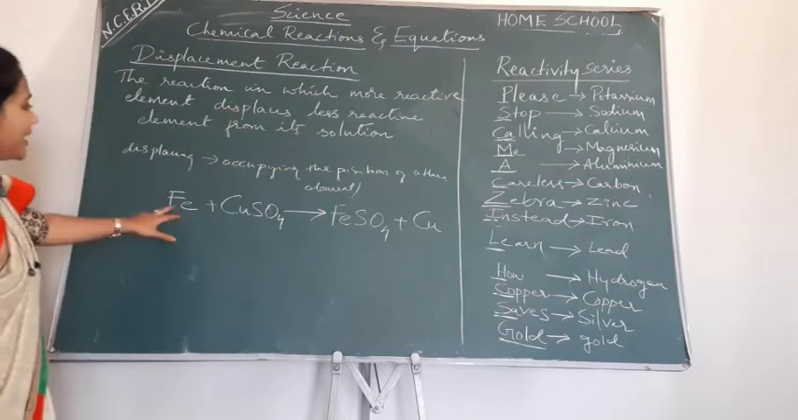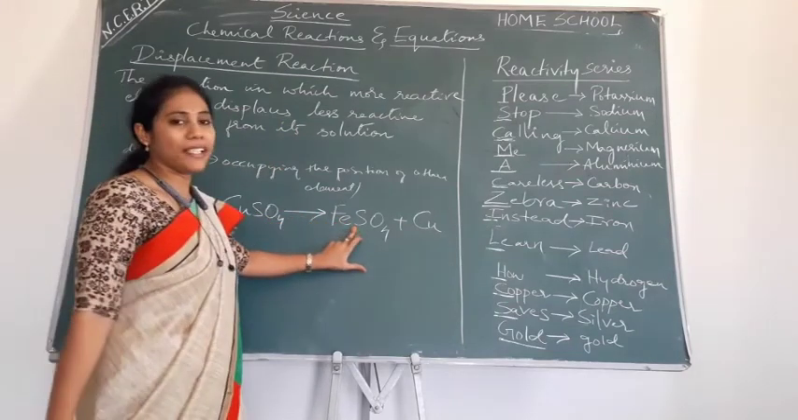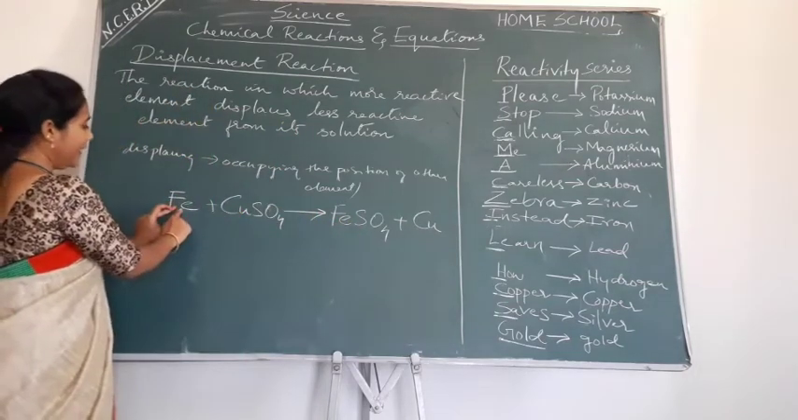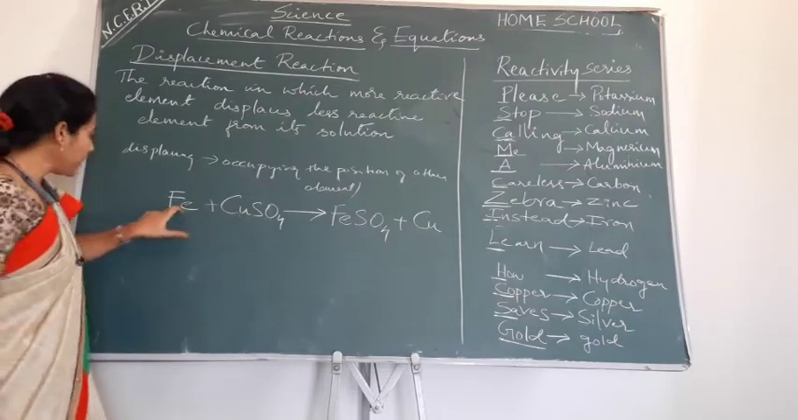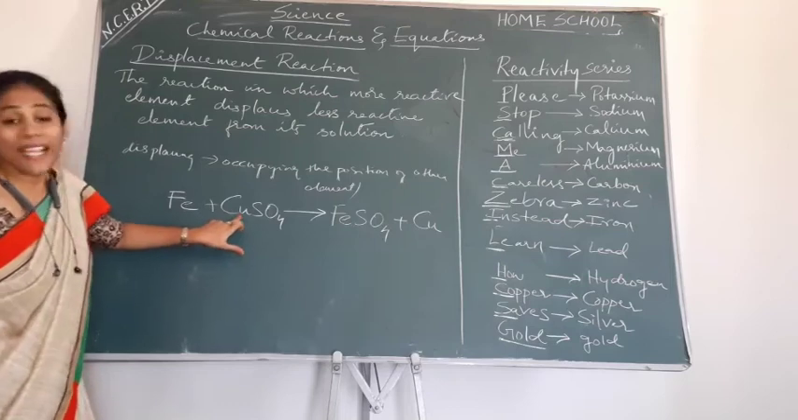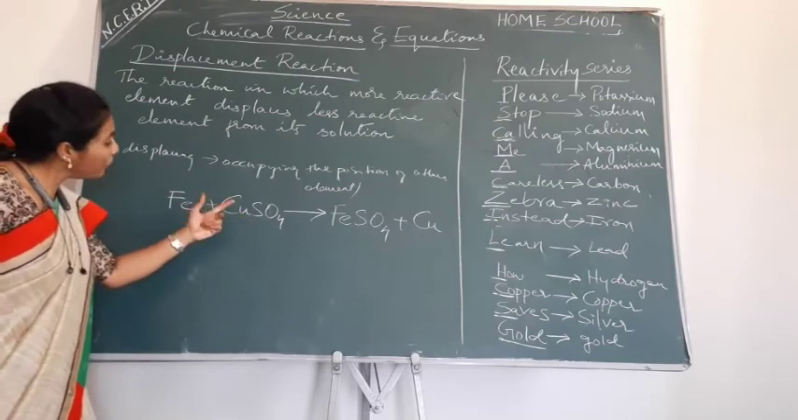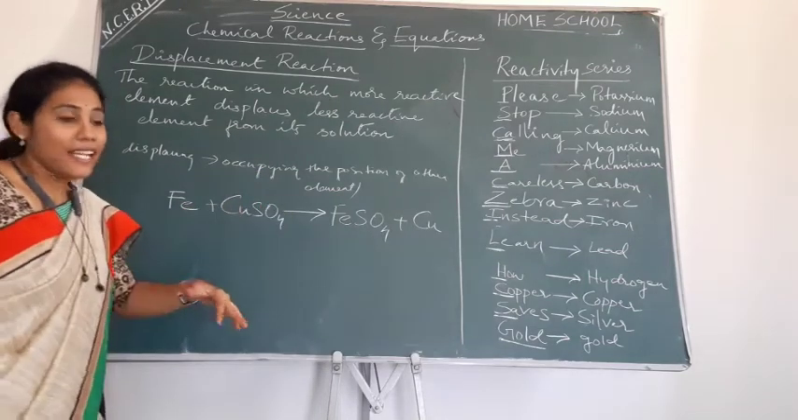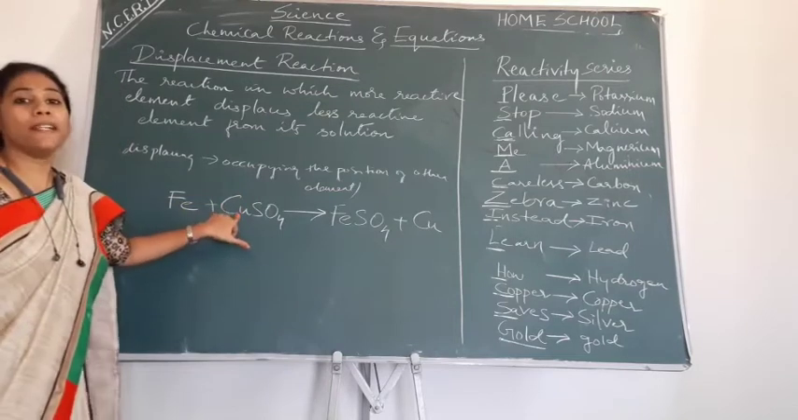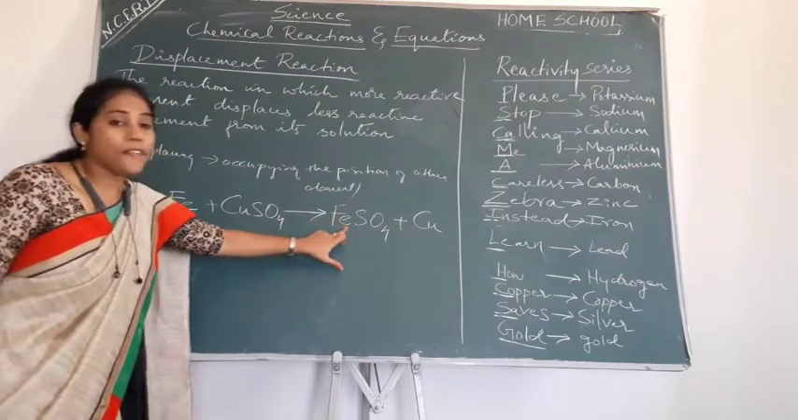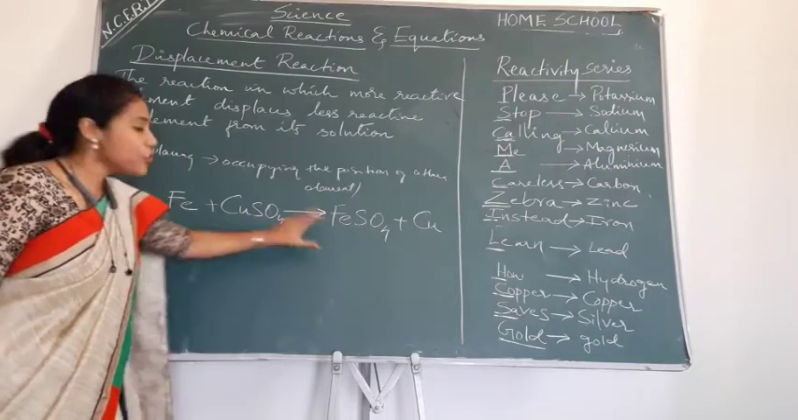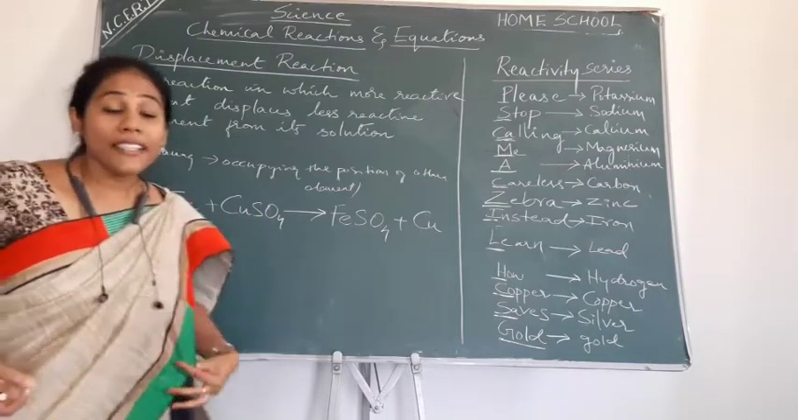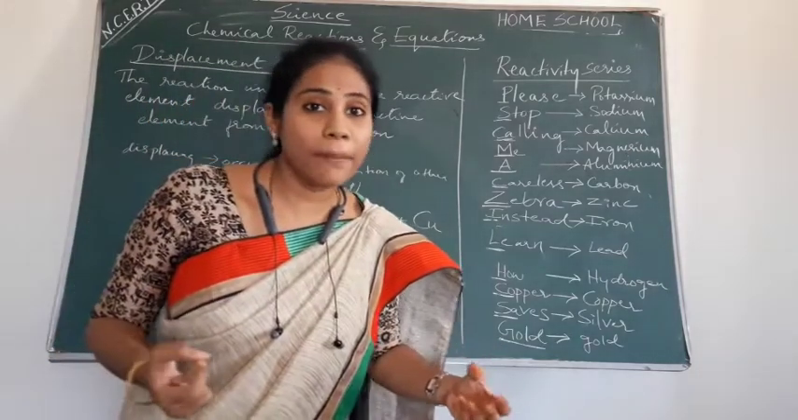Okay. So how did you get this product here? You see, iron has occupied the position of copper, no? Fe has removed copper from its place and occupied copper's place. That is why you are getting FeSO4. See, instead of copper, you have iron in the product. So what did our iron do? Iron is a more reactive element than copper.